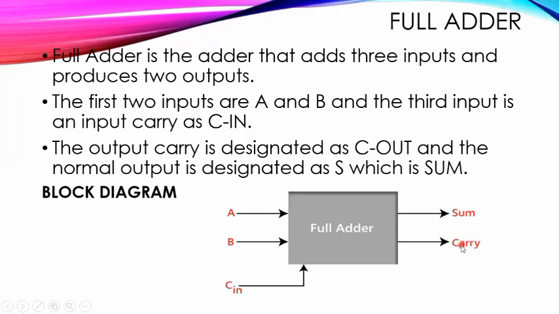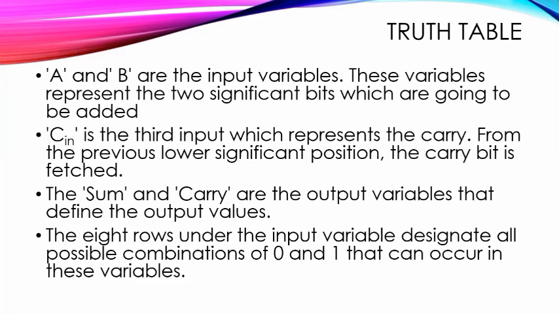Okay, it is called as carry out. Now we'll be getting inside the next slide, that is truth table. So when I'm discussing about the truth table, I'll be showing the truth table also. So A and B are the input variables. These variables represent the 2 significant bits which are going to be added. So Cin is the third input which represents the carry from the previous lower significant position.